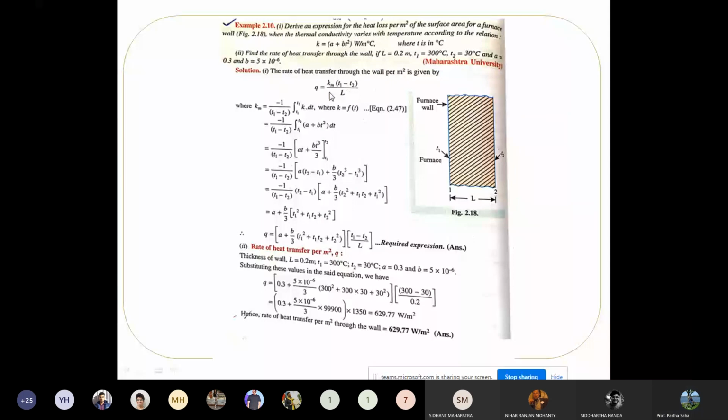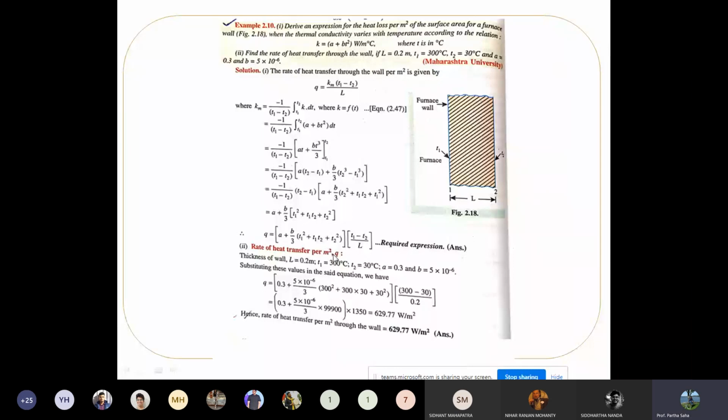So you can write down Q by L, and 1 by T1 minus T2, integral T1 to T2 of K dT, right? K is a function of T. Then you substitute the value of K, and you can solve for Km, right? Because you know that the temperature is varying between T1 and T2. So finally you get A plus B by 3 times T1 square plus T1 T2 plus T2 square. So what will be the Q? This Km will be substituted by this parameter and then T1 minus T2 by L. That is the required expression.